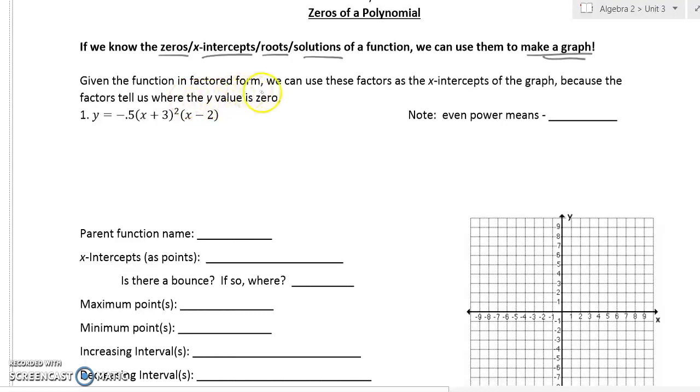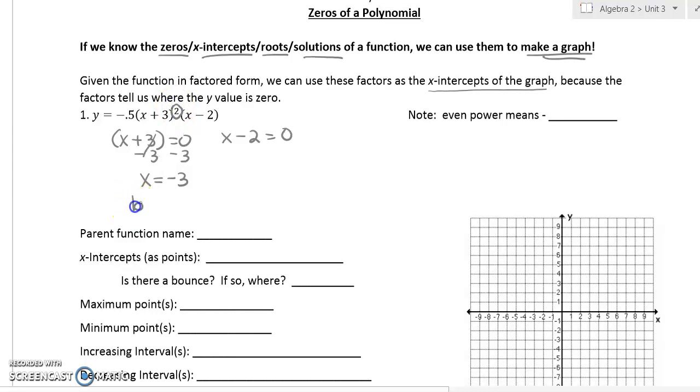Given the function is in factored form, we can use these factors as the x-intercepts of the graph because the factors tell us where the y value is 0. So for example, if you have y equals negative 0.5 times (x plus 3) quantity squared and (x minus 2) quantity, then we can say that x plus 3 equals 0 is one of the answers, and x minus 2 equals 0 is also another answer. Well, we subtract 3 on both sides here, and we get x equals negative 3 as one of our solutions. Now what we notice is that the x plus 3 is squared.